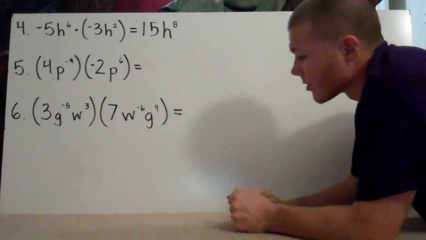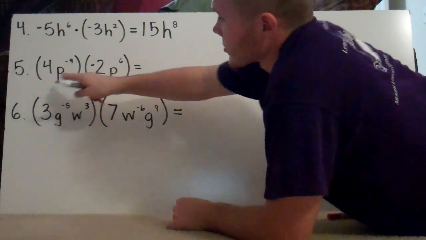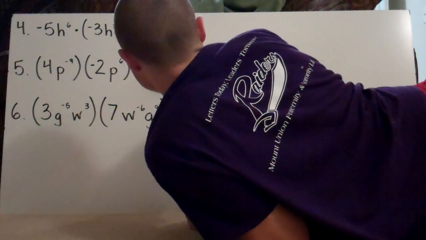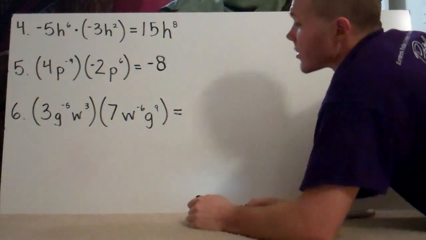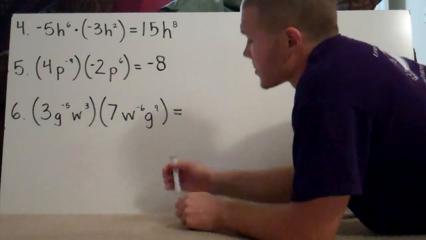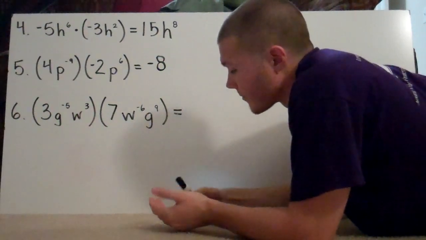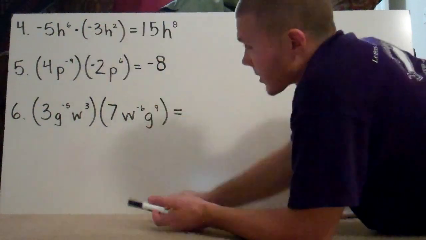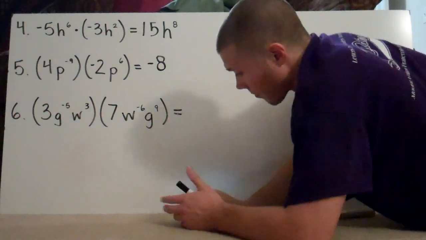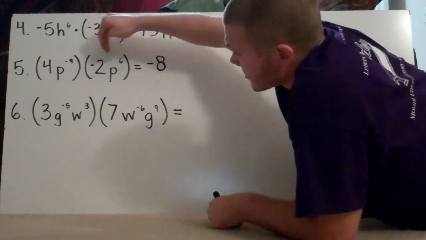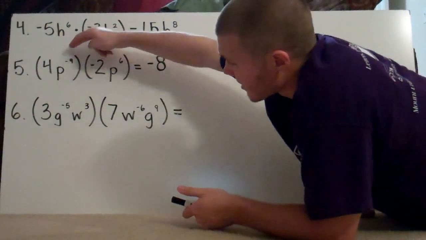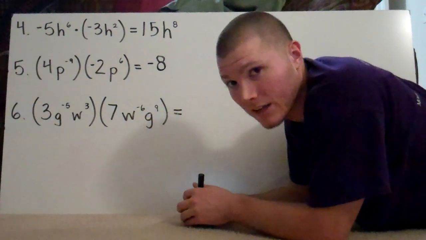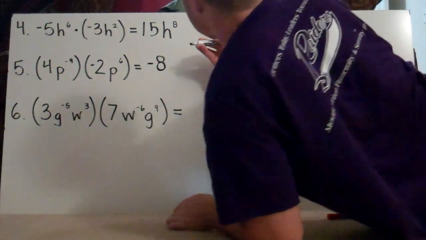Now, next one, number 5. 4 times negative 2 is negative 8. Now I've got p to the negative 9th times p to the 6th. Now, I'm going to do something. We're multiplying these together, right? Which means we're going to add the exponents. Well, I can just add these exponents together like they're integers. Negative 9 plus 6. Well, guess what, guys? That's going to be negative 3. Or p to the negative 3.